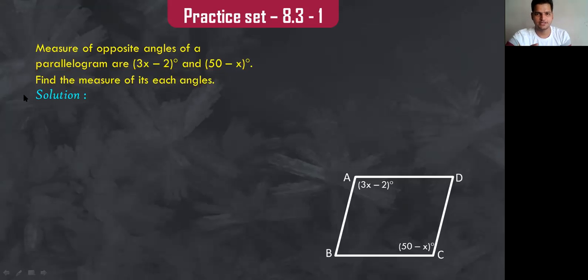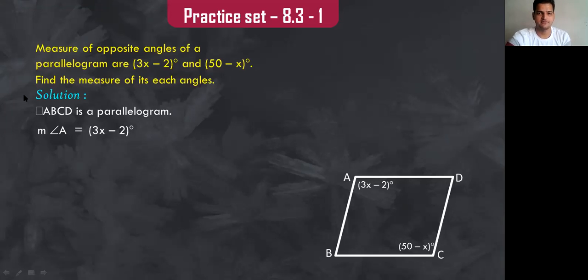According to the statement in the question, these are the measures of opposite angles. So if you take one of the angles as A, which we are assuming to be 3x minus 2, then its opposite angle C will have the measure of 50 minus x degrees. Correct? Now this quadrilateral is a parallelogram, and as we know, the opposite angles of a parallelogram are equal or congruent to each other.